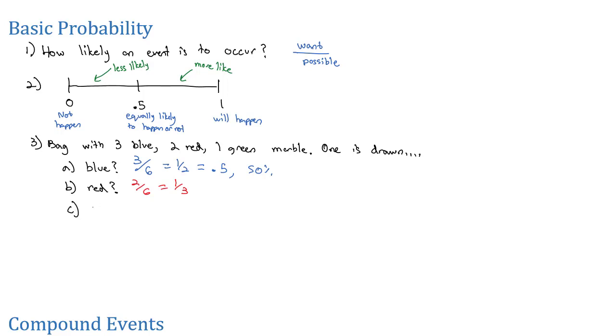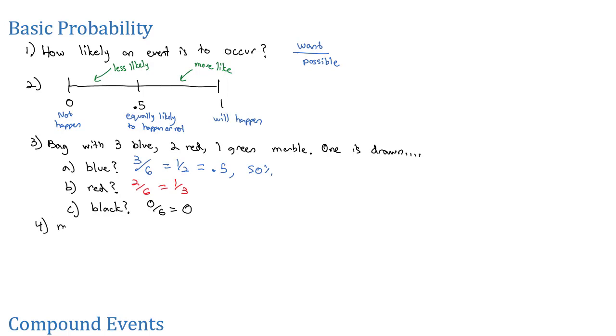What's the probability that I get a black marble? Well, there are no black marbles in the bag. So 0 out of 6, we have a 0 probability of getting a black marble because it's not going to happen. Cannot happen.